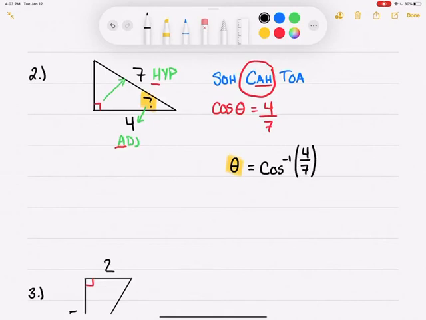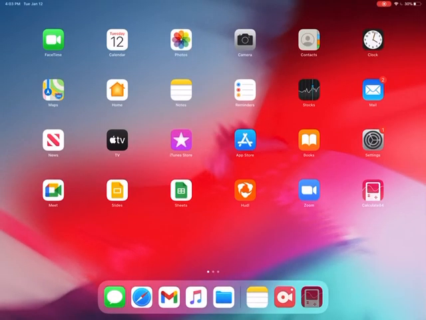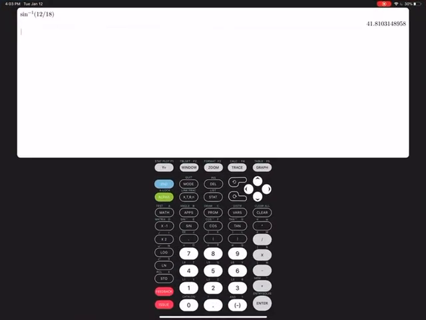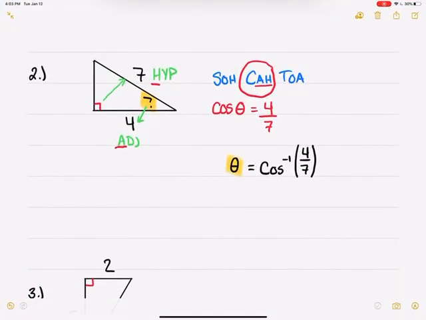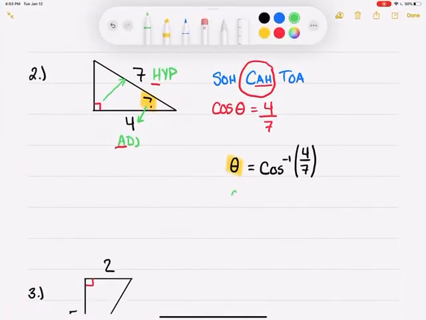From here, guys, it's all in the calculator. So I hit the blue second button, cosine, 4 divide 7, close parenthesis. 55.15. So I'm going to round that up to 55.2. So our missing angle is 55.2 degrees.